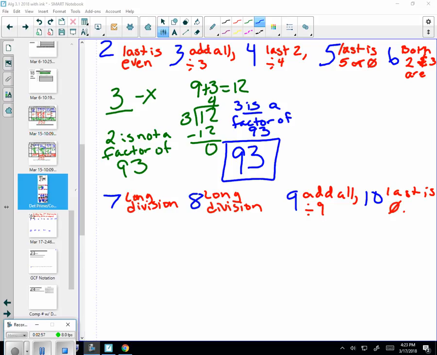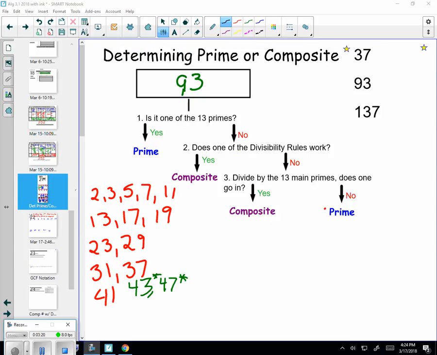I suggest you pause your video and fill in the rest of the chart and see if different numbers are also factors of 93. If you filled in your chart, you would find that none of them are factors of 93 other than 3. However, because 3 did work, it is a composite number. Let's go back to our chart. While 93 was not one of our 13 primes, we did get one of the divisibility rules because 3 went into it. So 93 is a composite number.